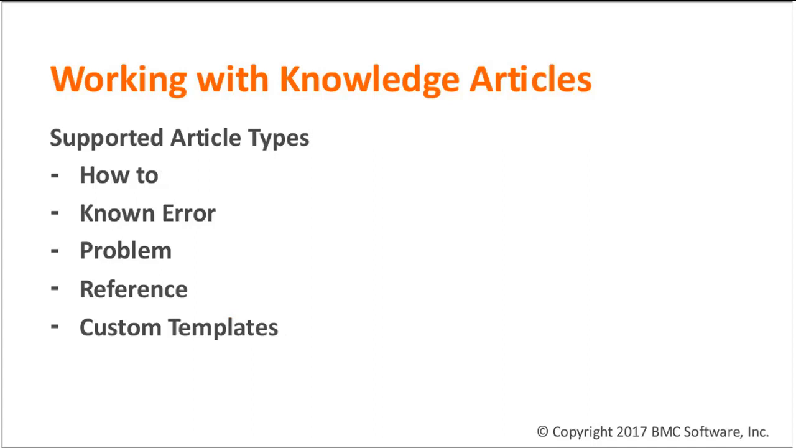So Digital Workplace supports different types of articles coming from the Remedy Knowledge Management: how-to, non-error, problem, reference, and custom templates. And we also show similar articles and related articles in the article view when you search for an article and then view it. What we don't support is any other types other than these, like decision tree, for example, which is not supported in Digital Workplace.